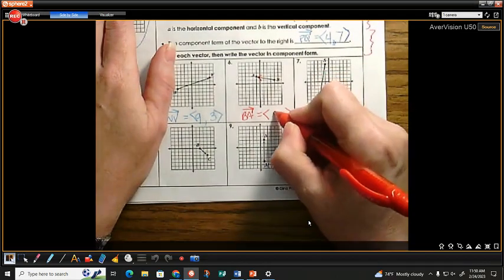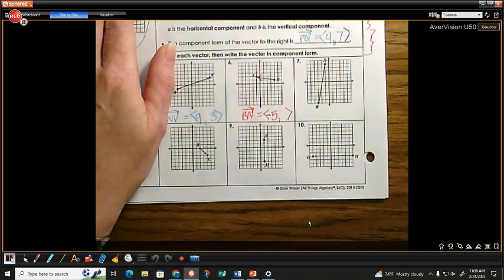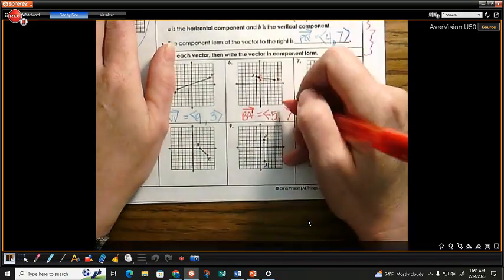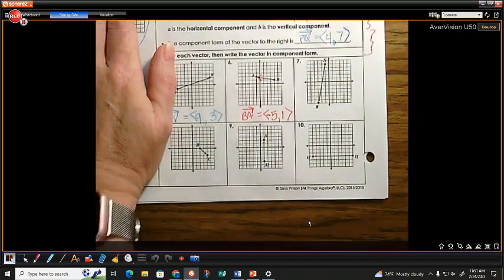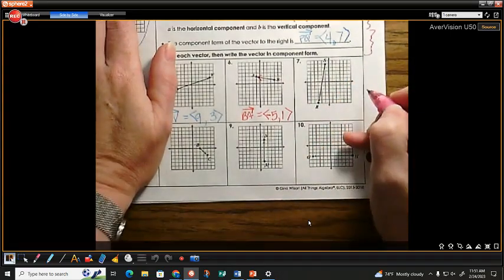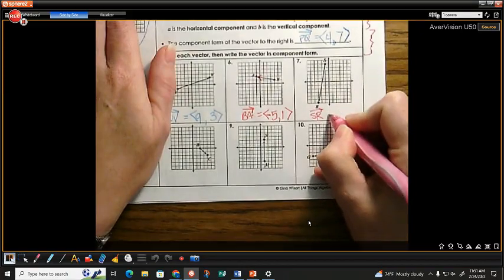Was it 5? But if I'm starting at B and going to A, you have to make it negative. And did he have that right? Yeah. Okay, and then what's my vertical component? 1. Up 1? And that's what he had? Awesome. Good job.